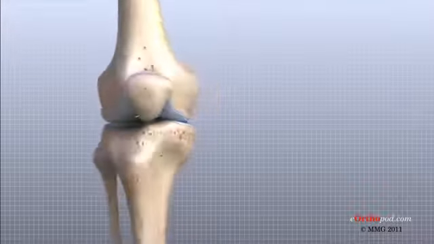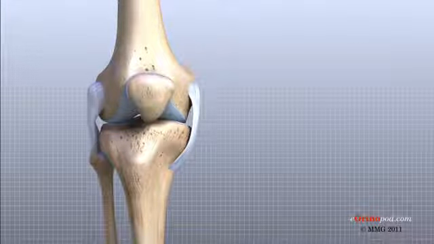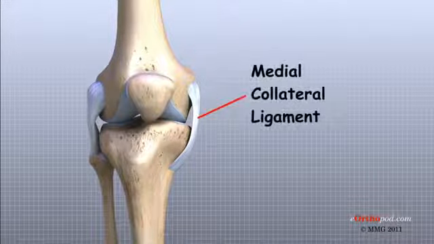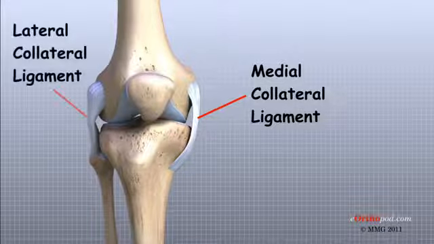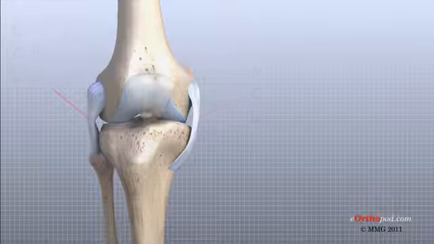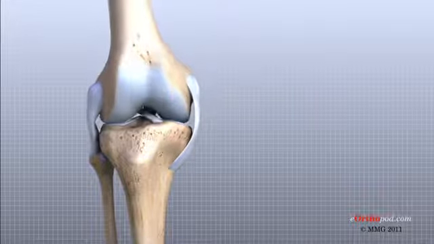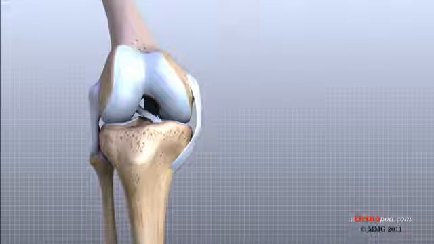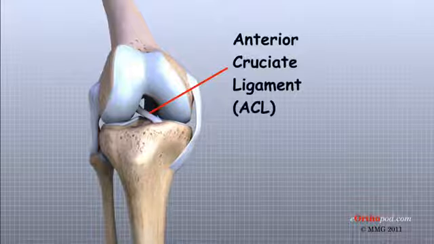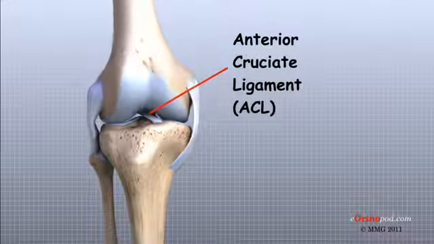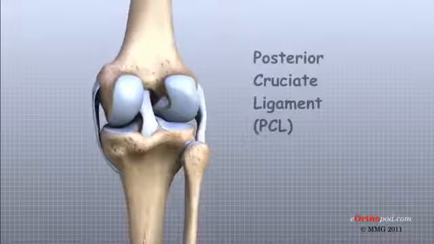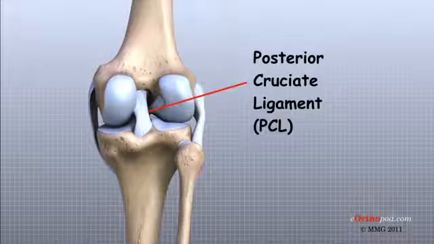Ligaments are tough bands of tissue that connect the ends of bones together. Two important ligaments are found on either side of the knee joint. They are the medial collateral ligament, or MCL, and the lateral collateral ligament, or LCL. Inside the knee joint, two other important ligaments stretch between the femur and the tibia: the anterior cruciate ligament, or ACL, in front, and the posterior cruciate ligament, or PCL, in the back.